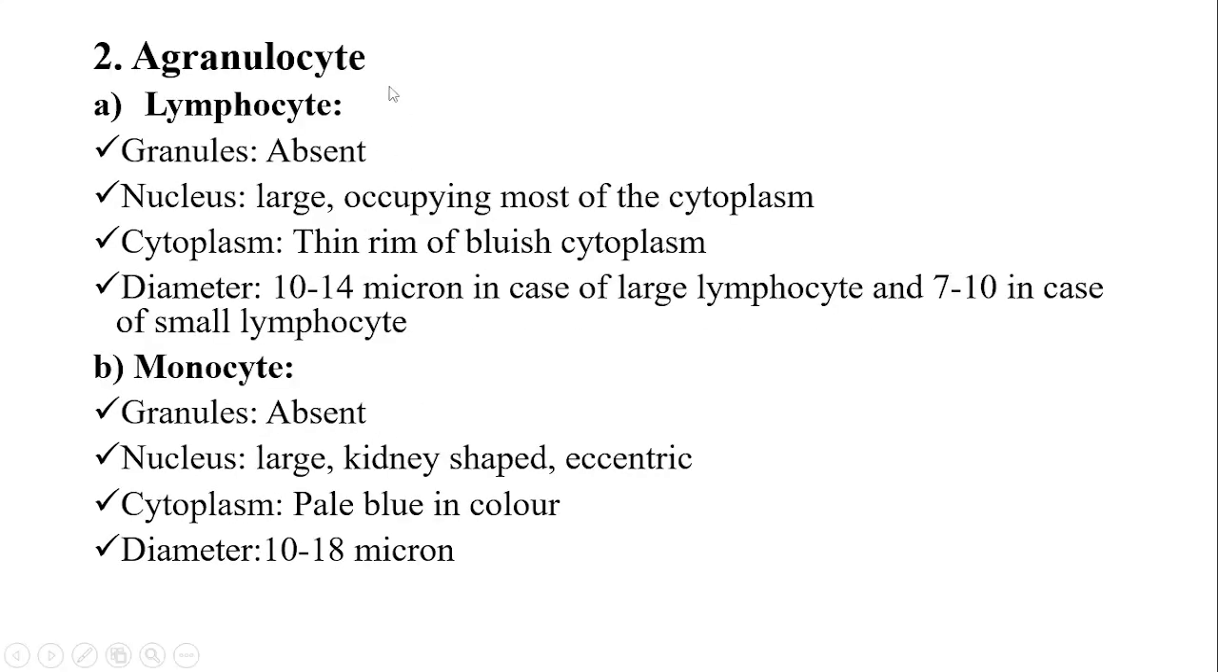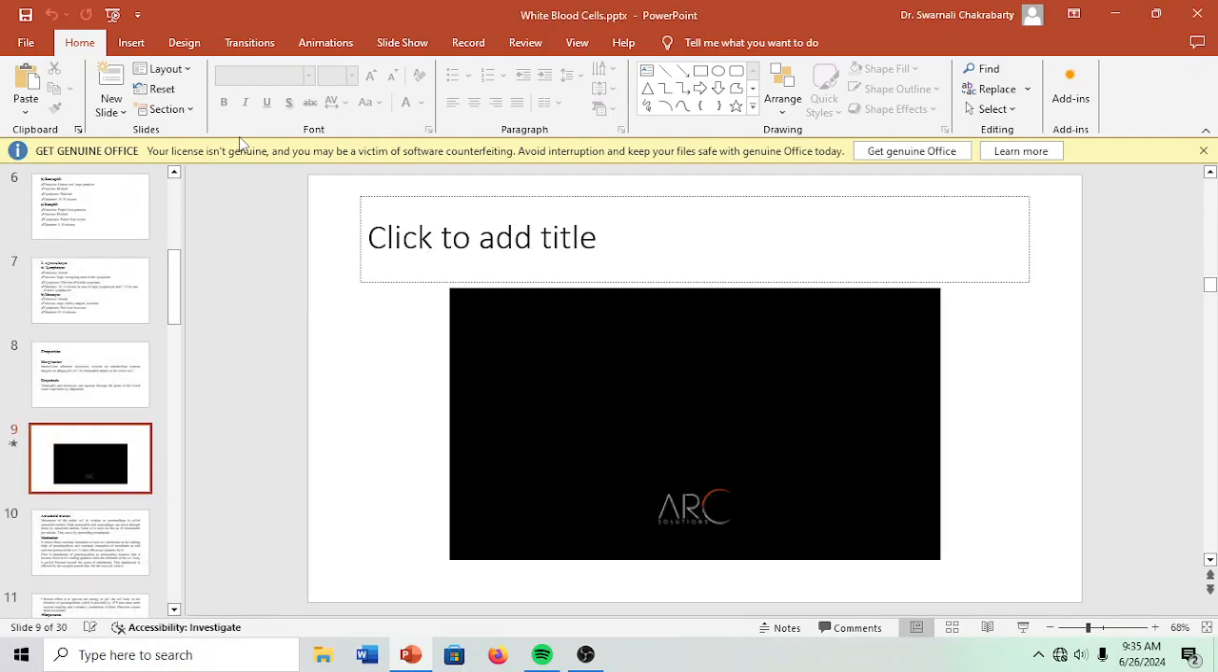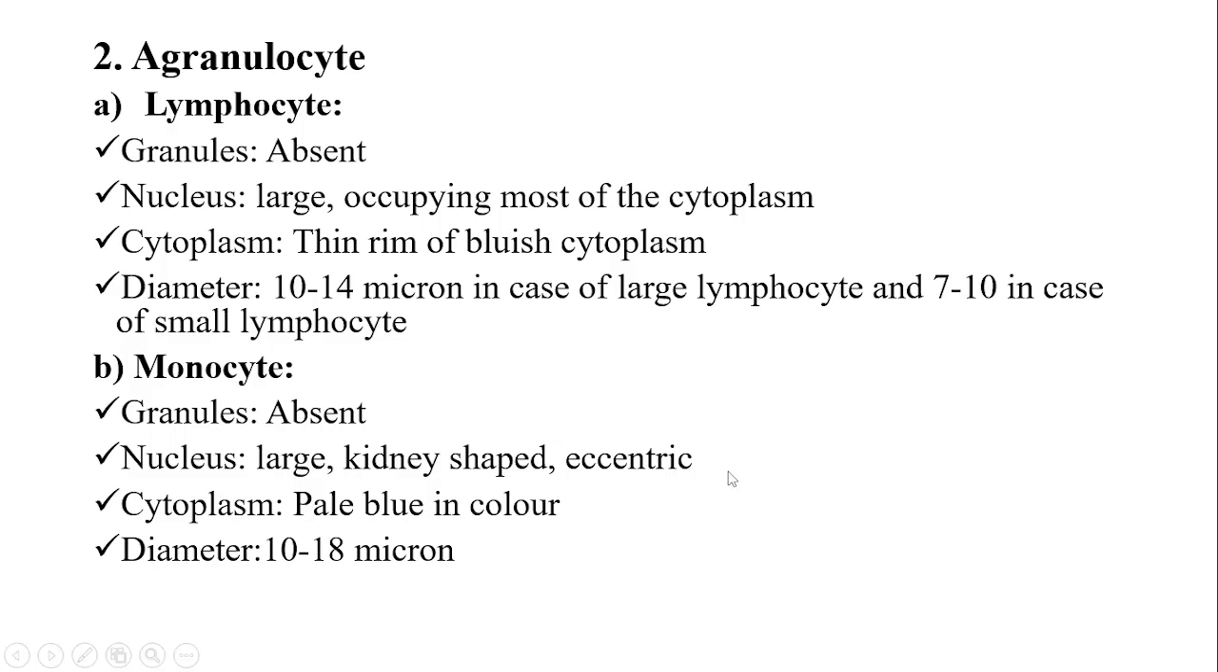Now we come to the agranulocyte. They have no granules, that means absence of granules, that's why agranulocyte. And there are two types of agranulocyte. First one is lymphocyte, and second one is monocyte.